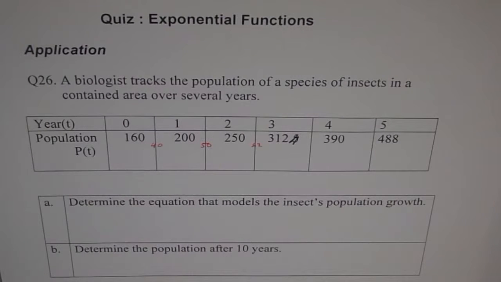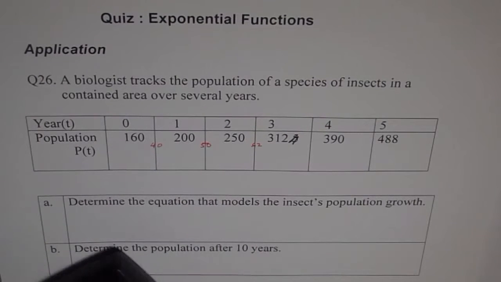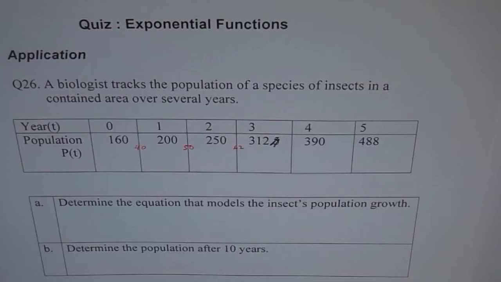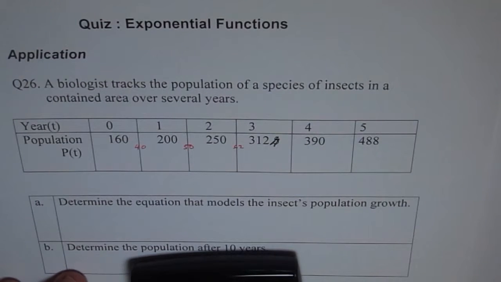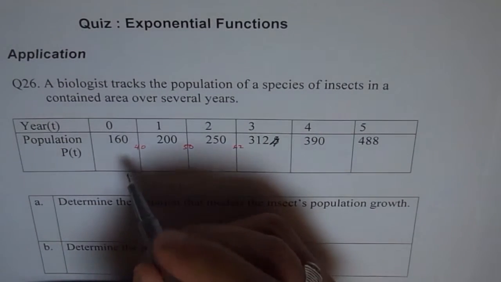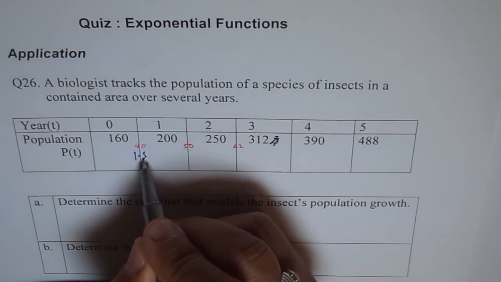So it is increasing and it's not an arithmetic series. So what could it be? The second option is a geometric series. To find whether it is a geometric series or not, what can we do? We should divide each term by the previous one and see if it is going up by some factor. So let's do 200 divided by 160. We get 1.25.